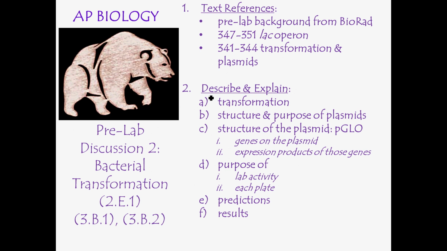Okay, so you should be able to now describe and explain what a transformation actually is, what we mean by that, the structure and purpose of plasmids in general, be able to describe and explain here the P-glow plasmid, and being able to identify there are 3 genes on that plasmid, and then tell me what the expression products are of each of those genes. I didn't talk about this, but you should be able to now figure out what the whole purpose of this lab is, be able to tell me the purpose of each plate, make some predictions, and then be able to explain the results ultimately when we get back.